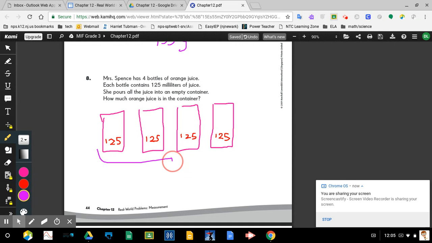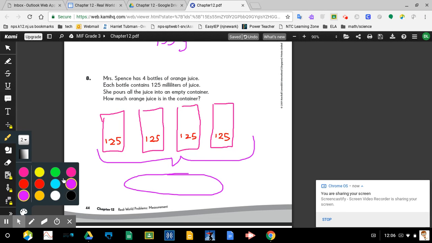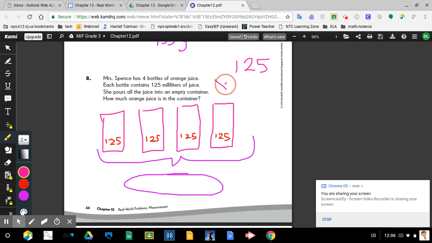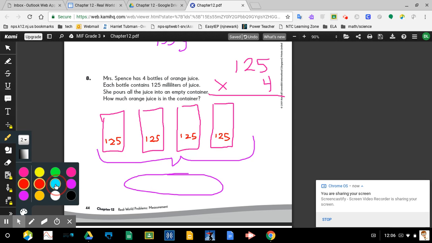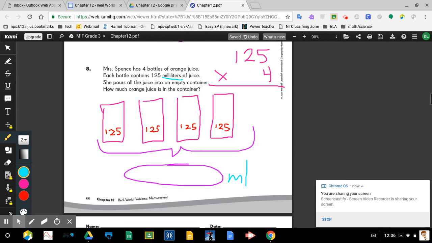So if she's pouring all these juices into one container, that means I want to put all these together. Now I can add 125 plus 125 plus 125 plus 125. But I know an easier way of doing that, because I'm doing repeated addition, is I'm going to multiply. Because here I have 4 groups of 125, or 125 times 4. And when I answer this, I want to make sure that I answer this in milliliters, because that's how much they are, milliliters. All right, so once you finish this, you have finished page 44.